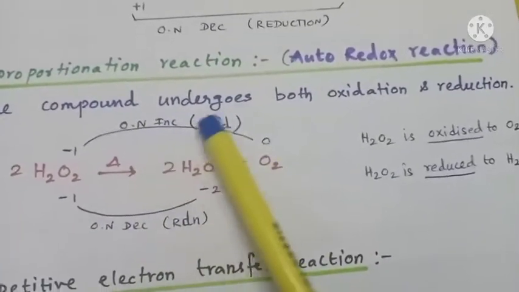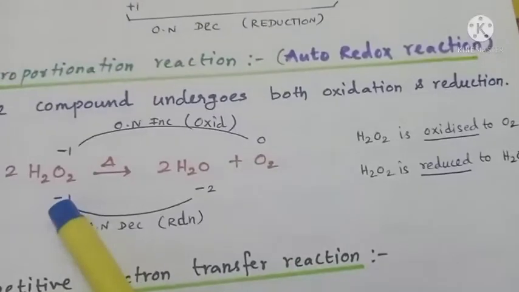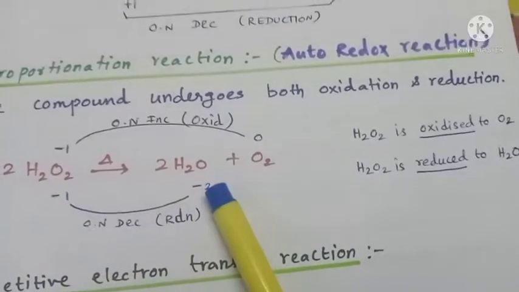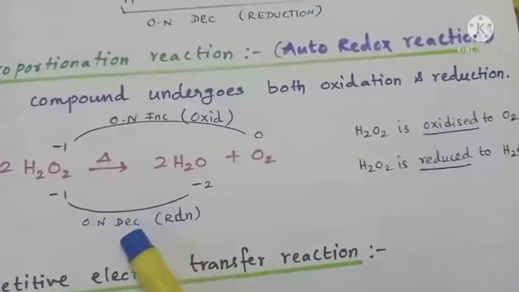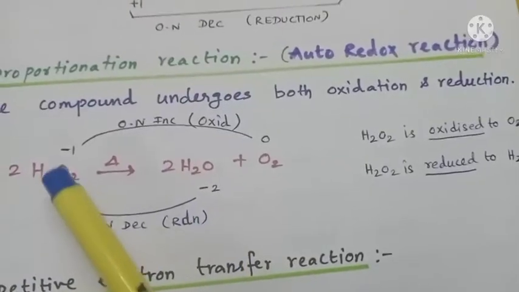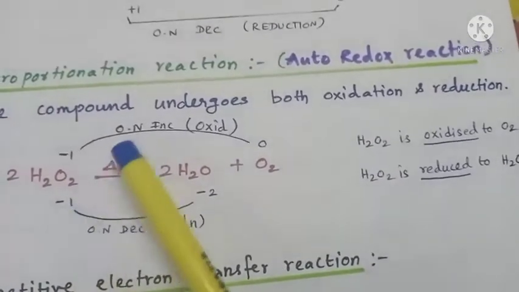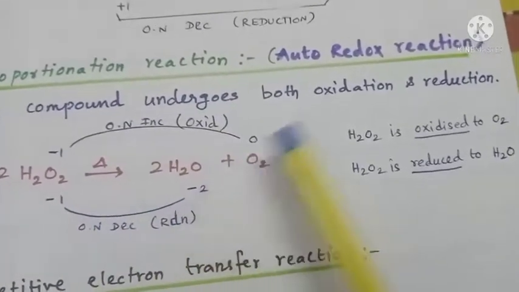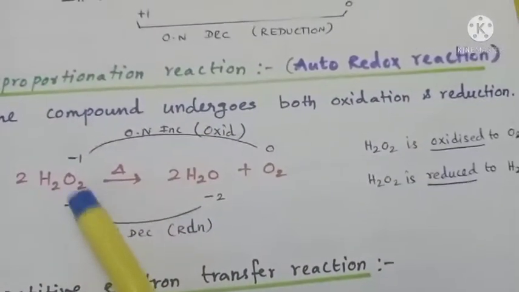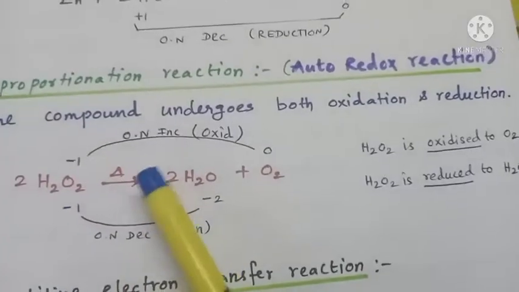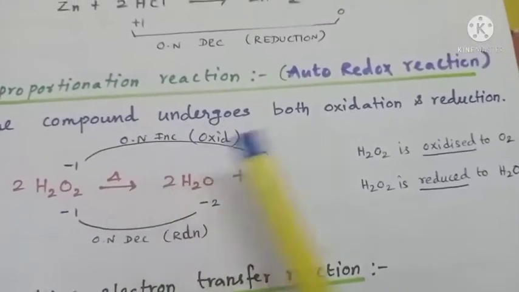Oxidation number increases, so it is oxidation, as it changes from -1 to -2 also. So oxidation number decreases, it's nothing but reduction. Above here, you can see that the same element oxygen is getting oxidized as well as reduced, or otherwise the same compound hydrogen peroxide is getting oxidized as well as reduced, isn't it?